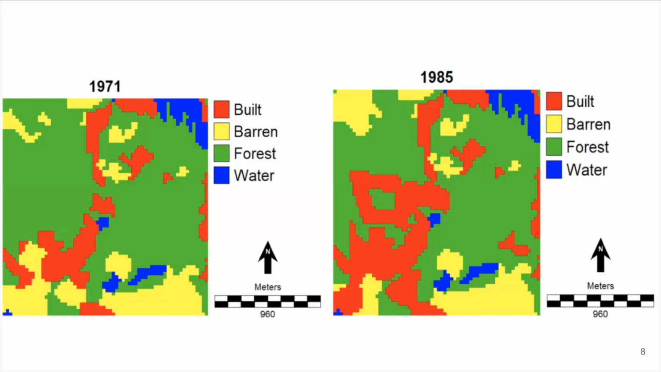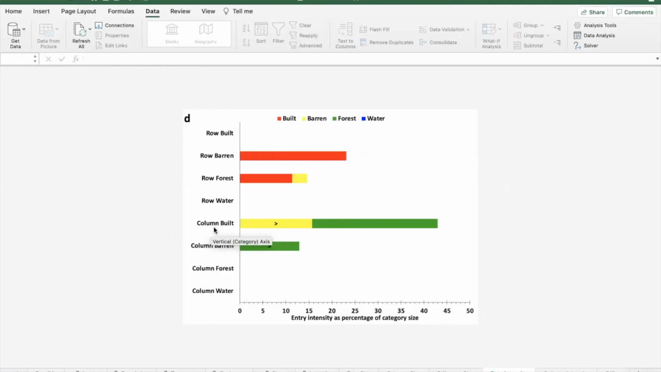Imagine a builder is looking for land in 1971 to convert to built by 1985. The builder prefers to gain from barren because barren is easy to convert to built. The builder prefers to avoid gaining from forest because forest is relatively difficult to convert to built. However, most of the land in 1971 is forest in this example. Thus, as is displayed by the built gain column bar in this figure, built gain from forest is larger than from barren because 1971 has a greater presence of forest than barren.